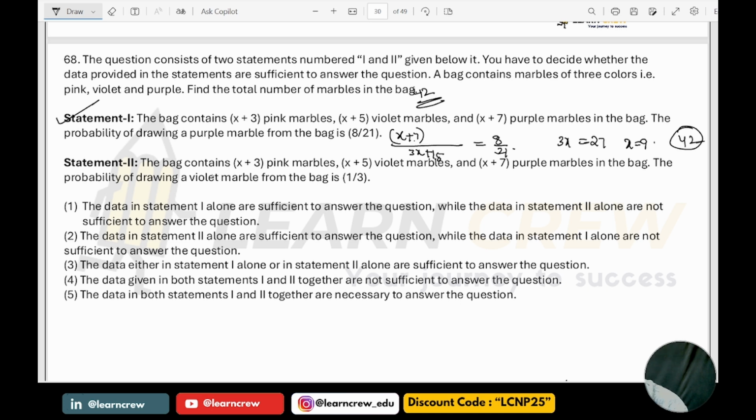What about 2? The bag contains x plus 3, x plus 5, x plus 7. The probability of drawing a violet marble from the bag is 1 by 3. So x plus 5 divided by 3x plus 15 is given as 1 by 3. If you simplify this, the x terms cancel and you will get 1 by 3 is equal to 1 by 3. So nothing is going to be derived from this. No solution. So 1 itself is sufficient. Only 1.